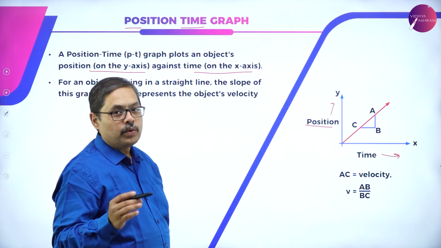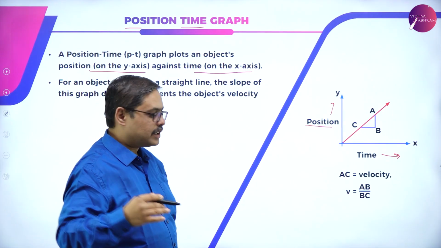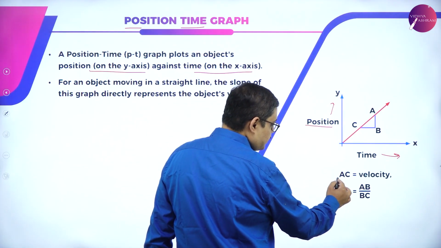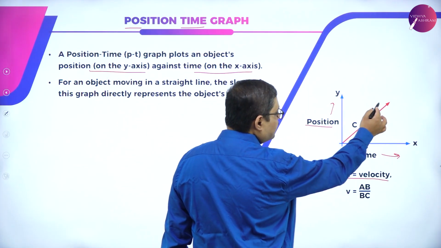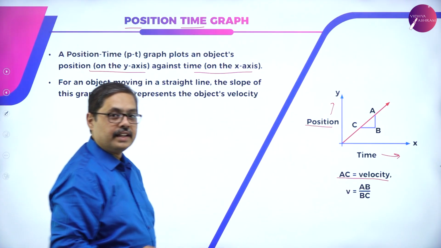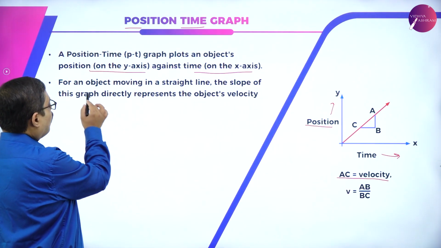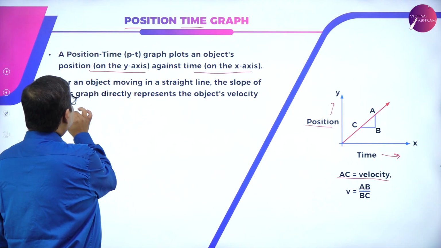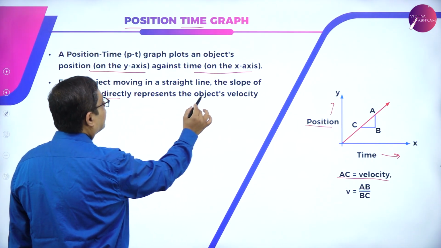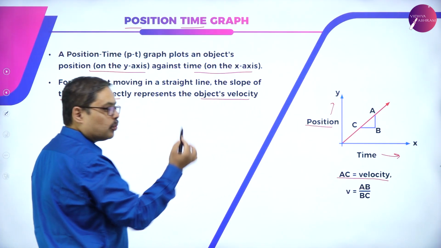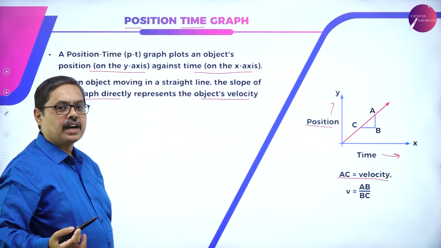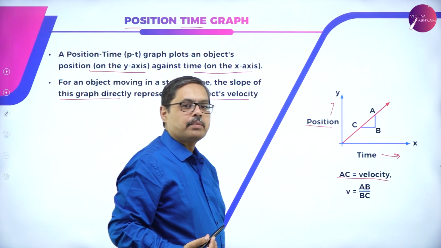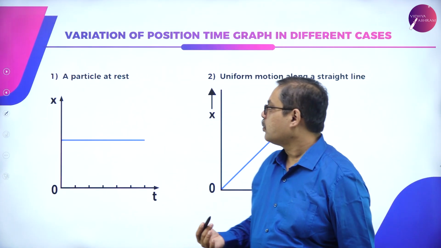As we all know, the rate of change of position with respect to time is velocity. So if you take the slope of this PT graph, you will obtain the velocity. For an object moving in a straight line, the slope of this graph directly represents that object's velocity. Let us check which type of graph represents what motion one by one.